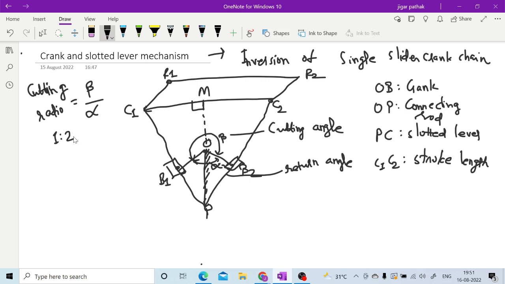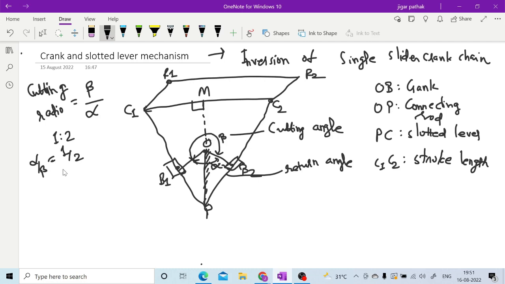Right, in your question also, if it is mentioned cutting ratio is 1 is to 2, it means alpha by beta is 1 is to 2, because the cutting stroke cannot be less than the return stroke, right? So in general this cutting ratio is beta by alpha, where beta is the cutting angle and alpha is the return angle, right? So this is how you are having this alpha by beta as 1 by 2.